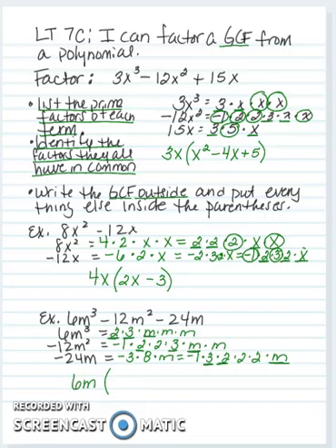Inside the parenthesis, for the first term, I have m times m, m squared. For the second term, I have negative 1 times 2 times m, negative 2m. For the third term, I have negative 1 times 2 times 2, negative 4, close parentheses.